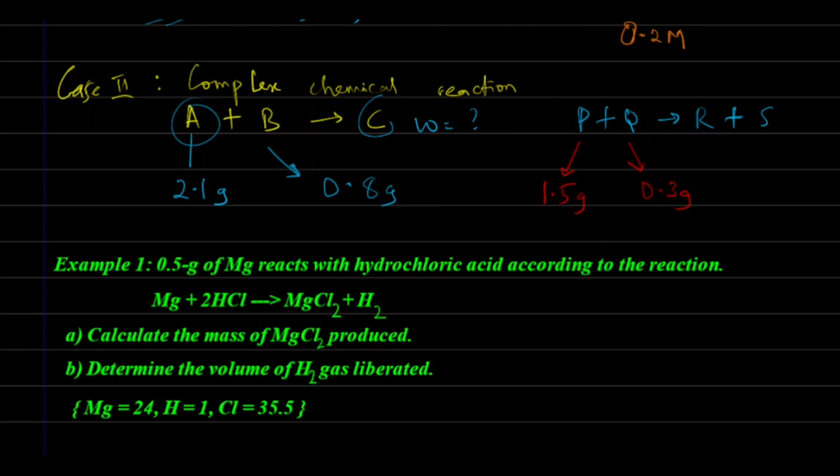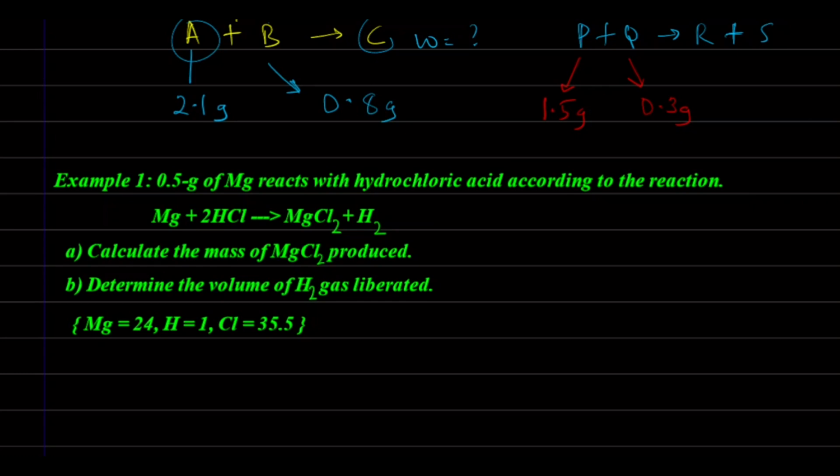As you can see on the screen, we have 0.5 gram of magnesium solid reacting with hydrochloric acid. According to the reaction, Mg plus 2HCl will give us MgCl2 plus H2 gas. The first question says we should calculate the mass of magnesium chloride that is produced. The second says determine the volume of hydrogen gas given off. So how are we going to do this?